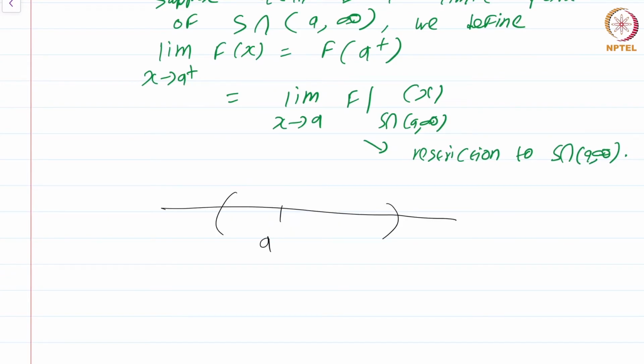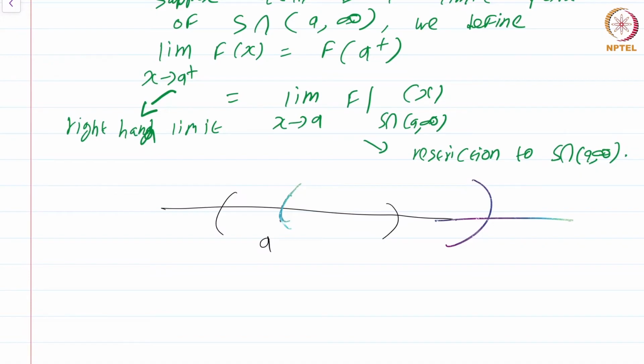Okay. Then to define the right hand limit at this point A, which is denoted by limit x going to A plus f of x, this is called the right hand limit. To define the right hand limit at the point A, what you do is you focus on this portion of the set, restrict f to this portion, then you take the usual limit that you are familiar with.